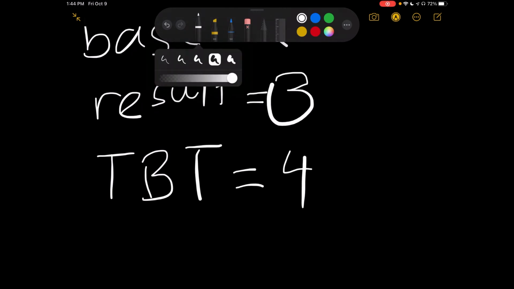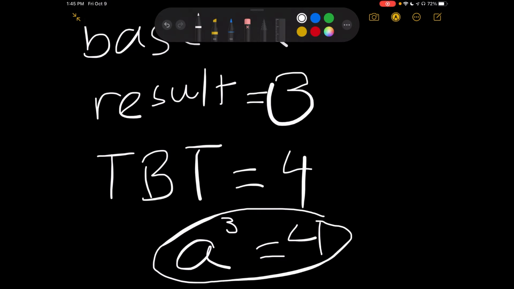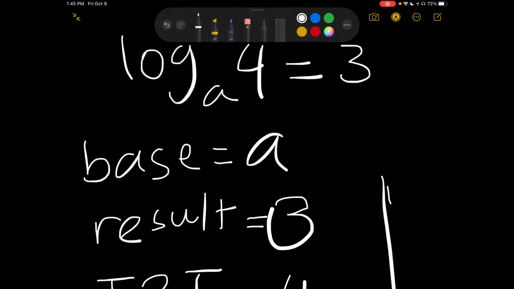So the base of the logarithm is the base of an exponential. So we can just write a. The result of the logarithm is the exponent of the exponential. So we can write 3 here. And the thing being taken is the result of the exponential. So we can write this as 4. So here is our exponential expression. Now, like I said before, these two expressions mean the exact same thing. This one and the one above here.